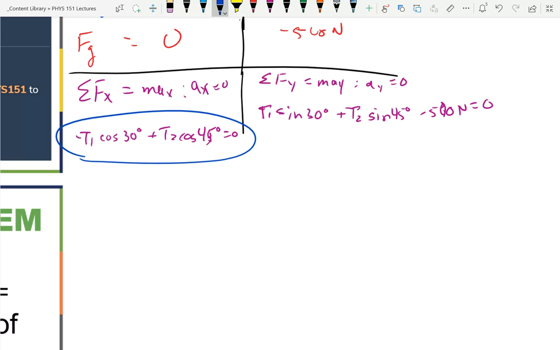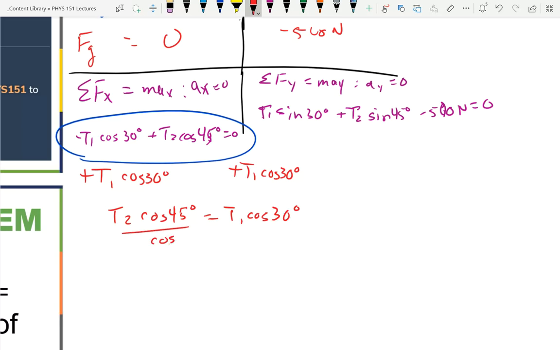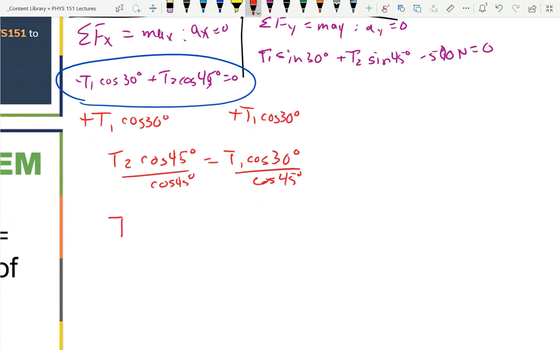Hey, Terminator 2 is better than Terminator 1. T2. Okay. So if I want to solve this for T2, the first thing I'm going to do is add T1 cosine 30 degrees to both sides. So I have T2 cosine 45 degrees equals T1 cosine 30 degrees. Divide both sides by cosine of 45 degrees. And I have T2 is equal to T1 times cosine of 30 degrees over cosine of 45 degrees. And of course, you have a calculator. That's a number, right?